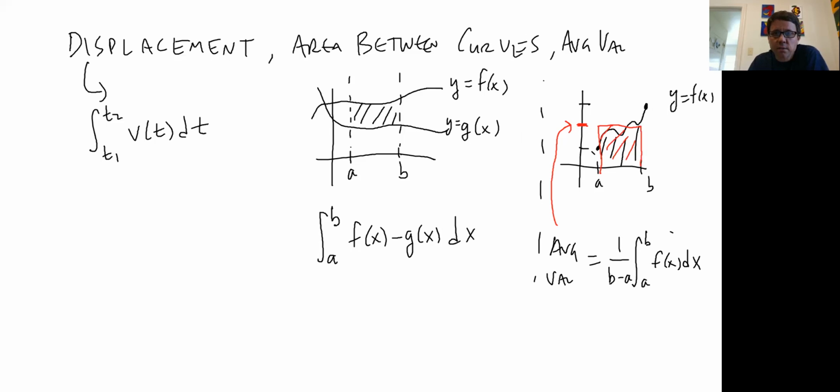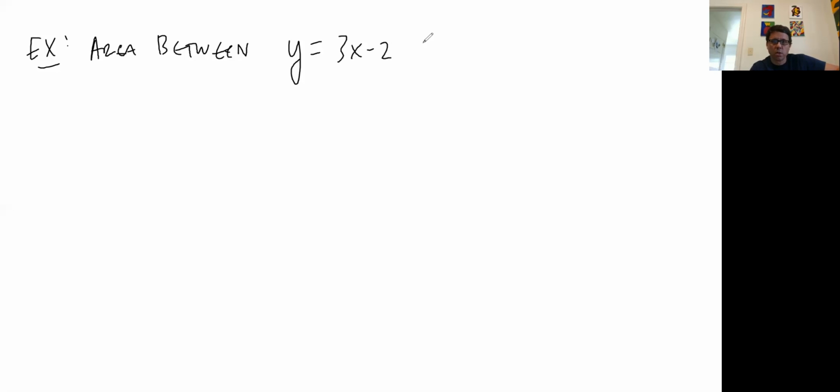So let me convert back. Let me do some examples of each of these, and then maybe that'll make sense when we actually get some numbers in there. Maybe the area in between two curves. So let me get one that's kind of nice that you see here. We'll say, for example, find the area between y equals 3x minus 2 and y equals x squared plus x minus 5.